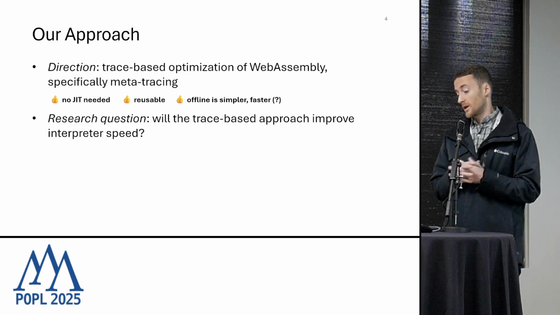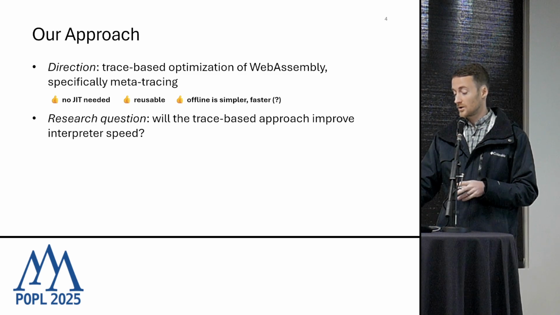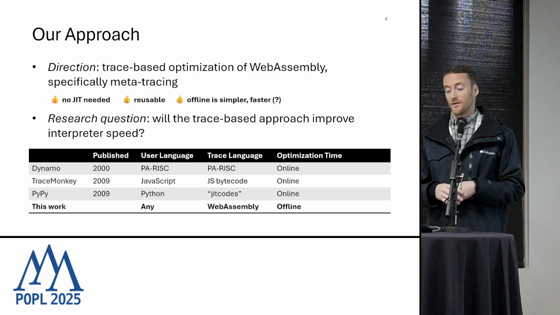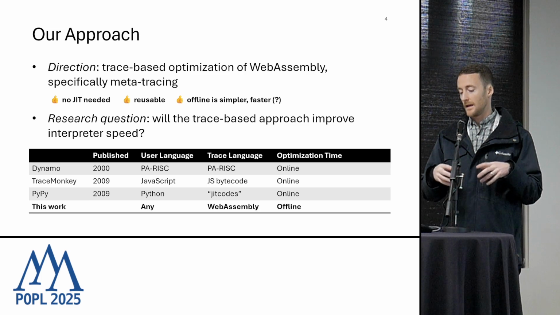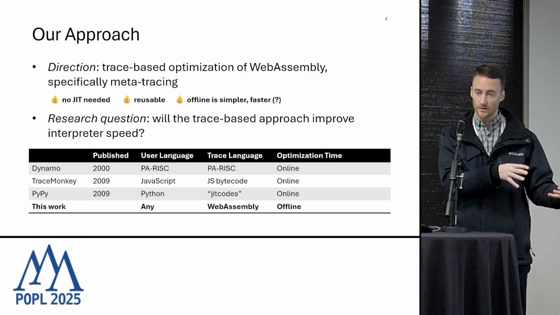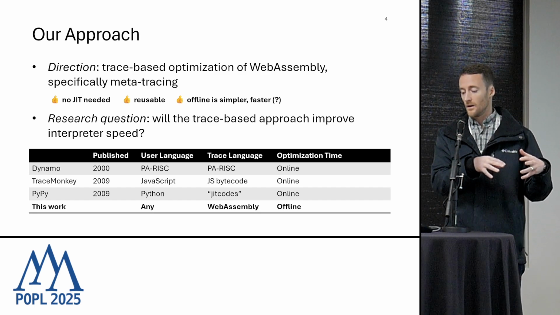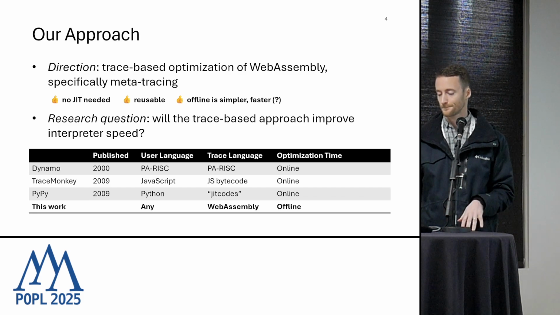So the big question for us is, will the trace-based approach that we're trying improve interpreter speed? And I just want to point out that there's a history of trace-based optimization, but the differences with our approach are that we should be able to take any user language for tracing, and that we're doing this offline instead of online.